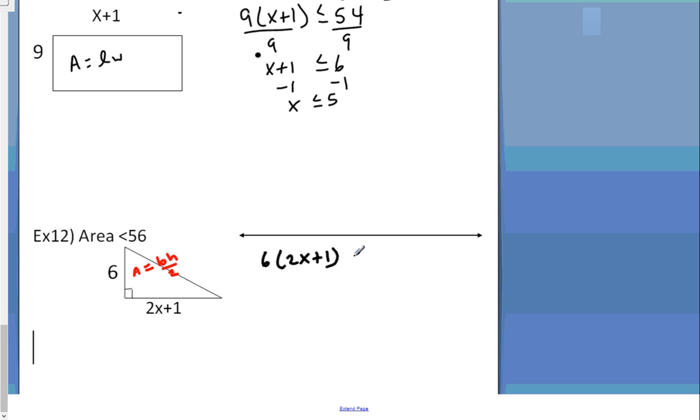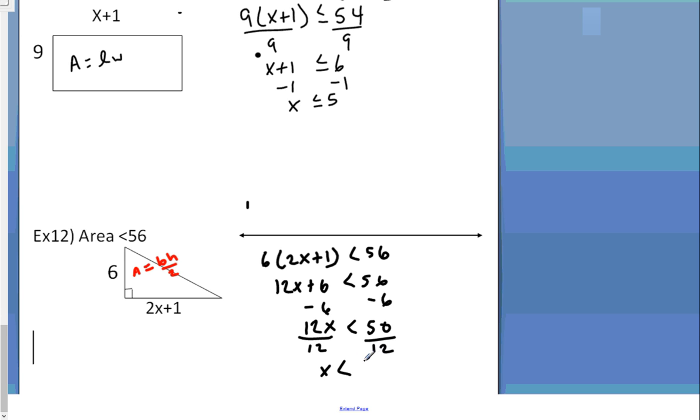6 times that is less than 56, right? I would real quick check, is 56 a multiple of 6? It's not, so I'm going to distribute first. So I would not divide both sides by 6 because this is not pretty. That'd be 12x plus 6 is less than 56, right? Now I'm going to subtract 6 from both sides. And I have 50. And I get 12x is less than 50. I'm going to divide both sides by 12. And I get x is less than, let's see, what is that, 25 over 6?